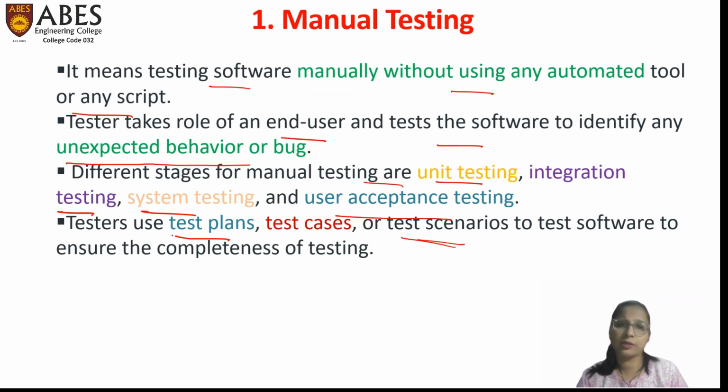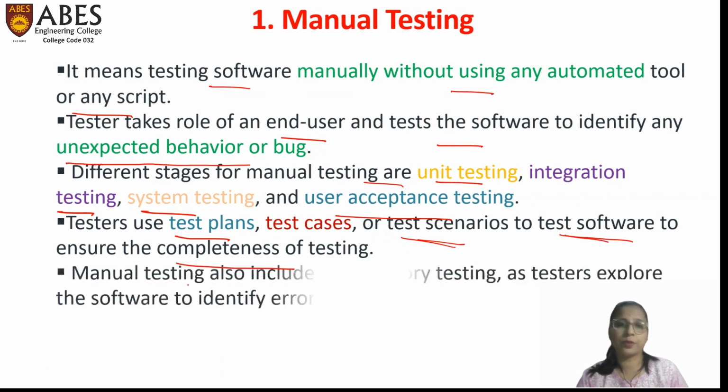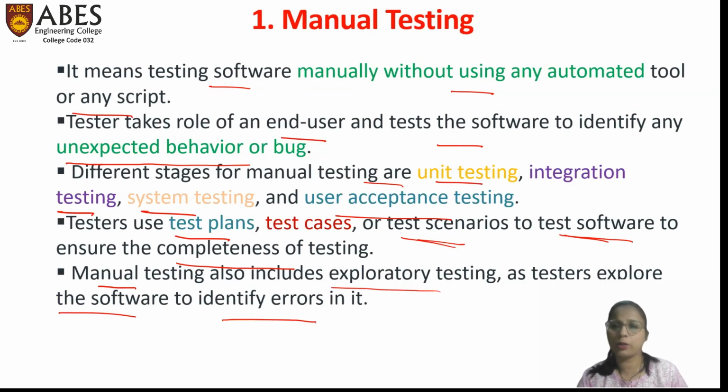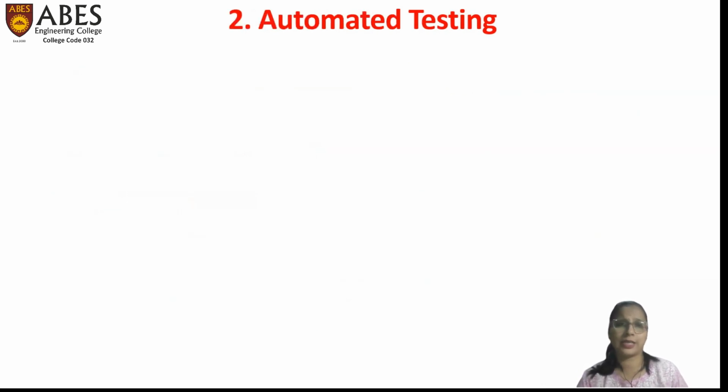All these things are done by the software testing team. It is their responsibility to test the software and ensure the completeness of the testing. Manual testing also includes exploratory testing, as the tester explores the software to identify errors in it. Sometimes they have checked all kinds of errors through input test cases. Even in that case, they also go for exploratory testing to just explore, because maybe something is left out that has not been tested by the test cases.